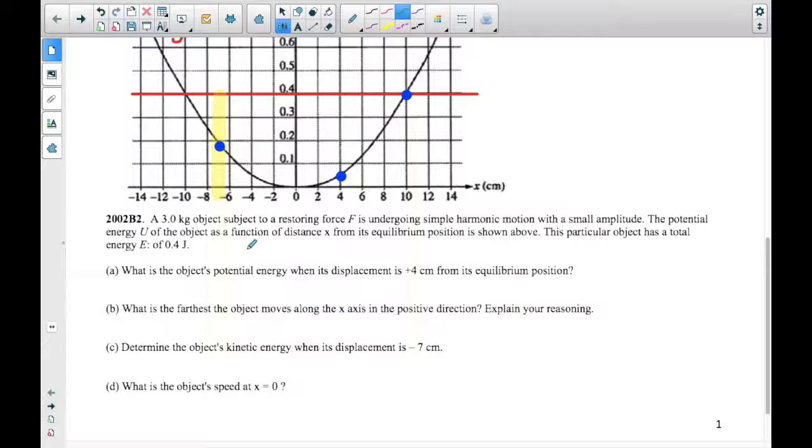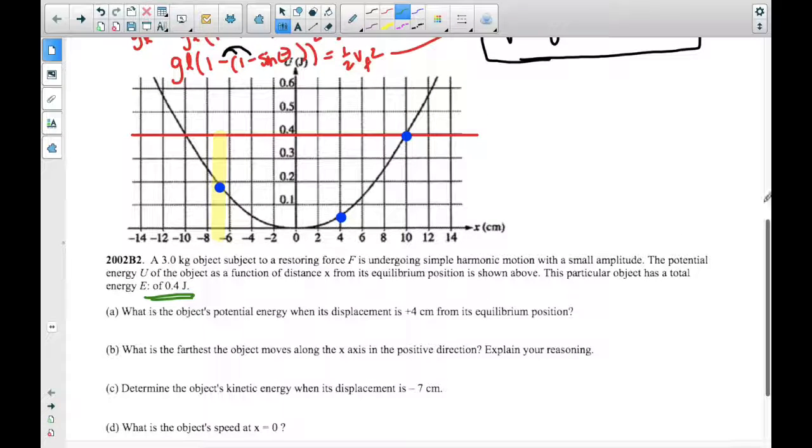This video is going to cover the problem that is labeled 2002 B2. First of all, as you read through here, the important thing to notice is the particular object has a total energy of 0.4 joules. However, they drew a diagram that goes on beyond 0.4 joules. I don't know why they did that. The only reason I can think of is to confuse us. But really, I drew this red line here saying that is the end. It's not going to go any higher than that.